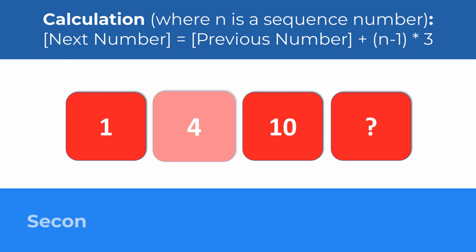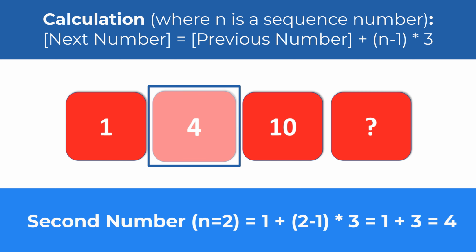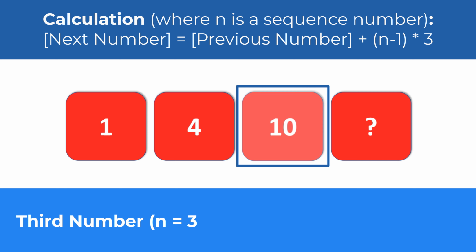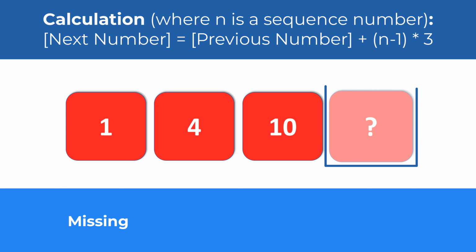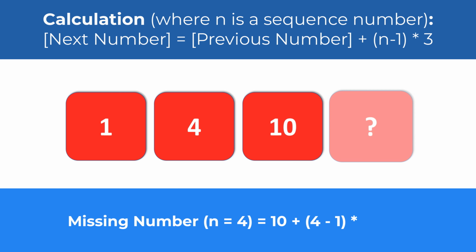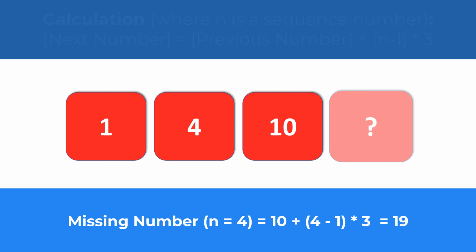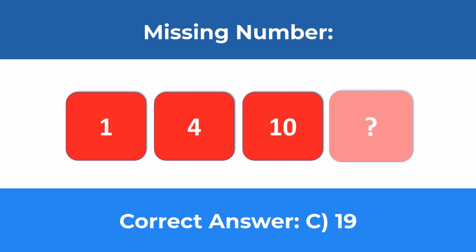The first number in the sequence is 1. The second number, where sequence number is 2, can be calculated as the previous number 1 plus, in parentheses, 2 minus 1 multiplied by 3, which is 1 plus 3 equals 4. The third number, where sequence number is 3, could be calculated as 4 plus 2 multiplied by 3 equals 10. So the missing number, where n, the sequence number, equals 4, can be calculated as 10 plus 4 minus 1 in parentheses multiplied by 3 equals 19. So the correct choice here is choice C, 19.